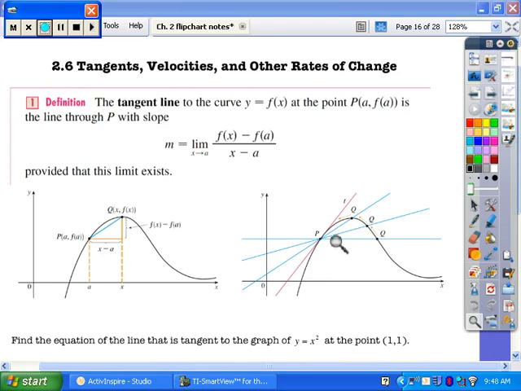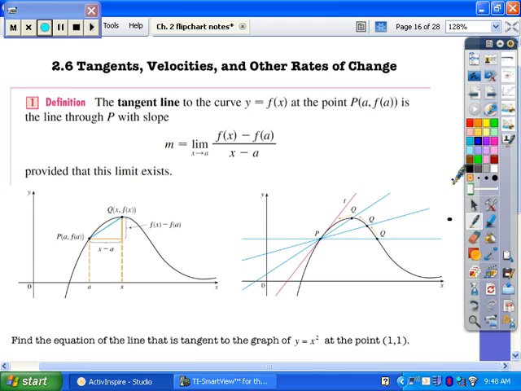Okay, so today we're going to be looking at the tangents, the velocity function, and other rates of change. We've talked about in the past the average rate of change. We've also talked about the instantaneous rate of change. And here's our first definition that we're going to look at today.